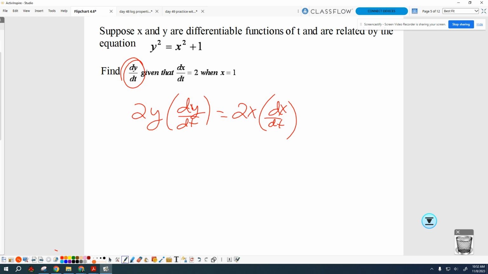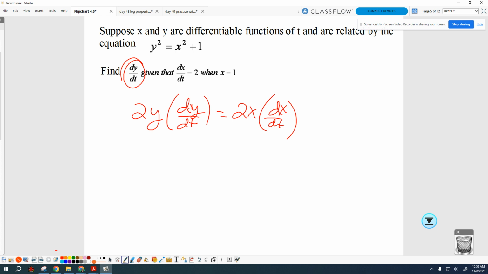Did anyone get an answer yet? What did you get? dy/dt is 1. Does anybody agree? 1? Jack, can you show us the work that you did to get that? Yeah, on the board. Sure. So, I plugged in x squared plus 1 as y, but y squared.